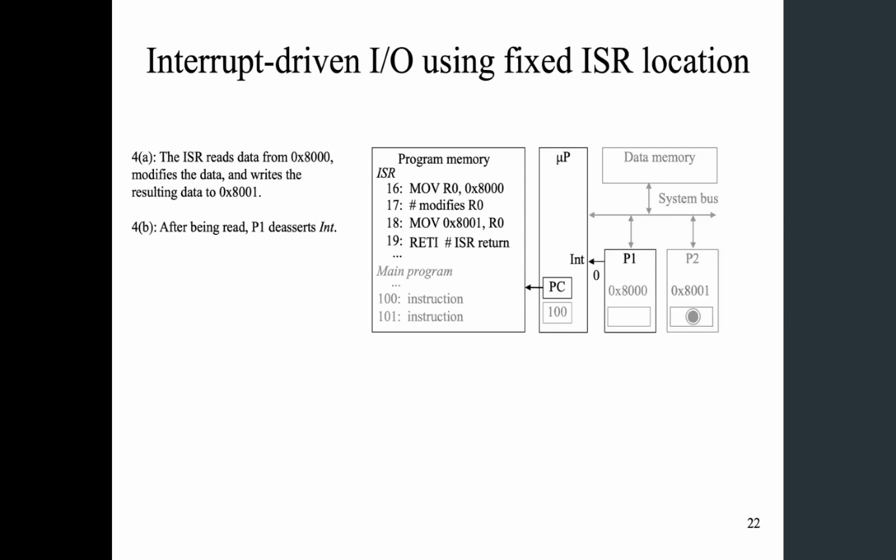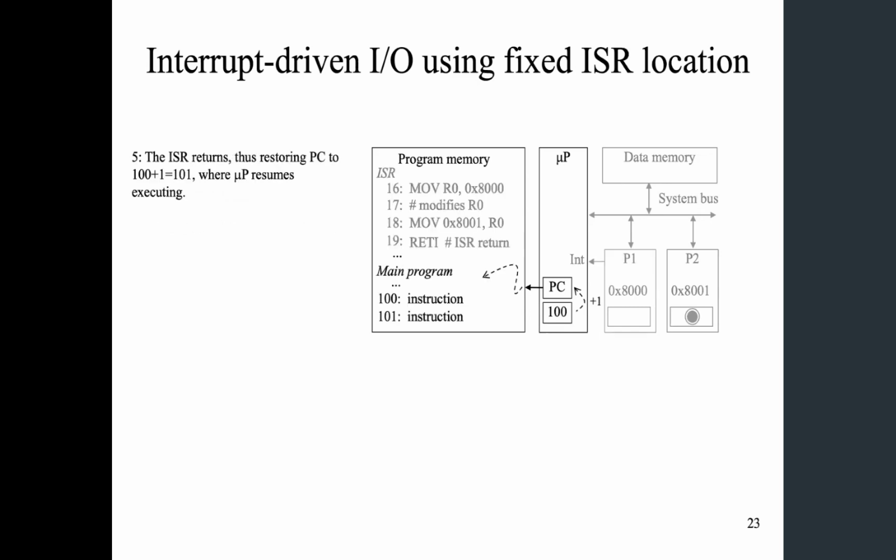This is what we just mentioned. The interrupt signal will be deasserted. And the last step for the microprocessor will be to resume the main program. So it will restore PC to 100 plus 1, because it knows 100 was the last instruction it finished. So it will be executing the next instruction at address 101.